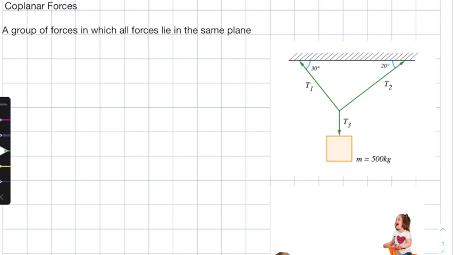Coplanar force. So the definition of the coplanar force is a group of forces in which all forces lie in the same plane. Okay, this is the same plane.